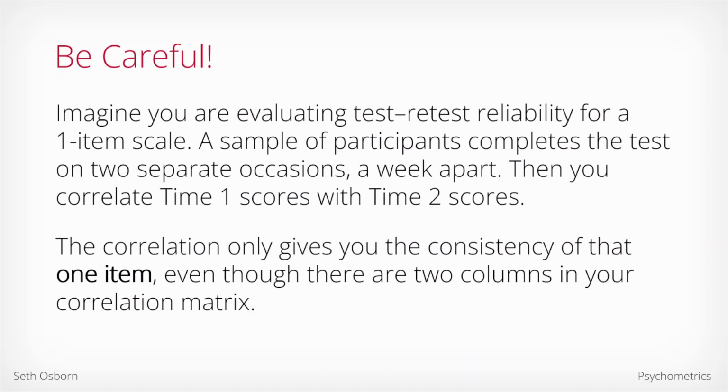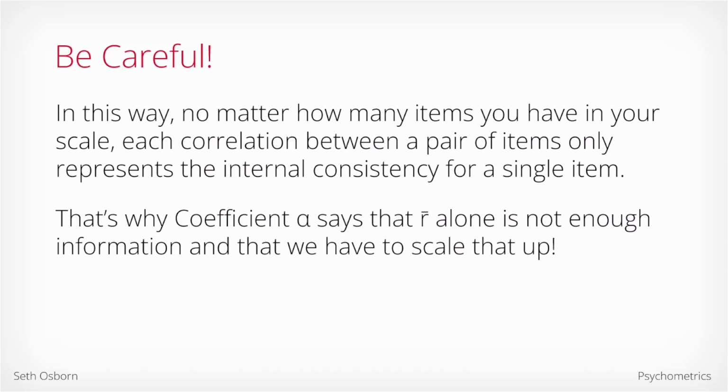The correlation between those is only giving you the consistency for one item. The fact that there are two columns in your correlation matrix doesn't mean we're somehow getting two items here. This is the correlation between two items, but it is actually telling us about the consistency of one item. So no matter how many items we have in our scale, each correlation between a pair of items is only representing internal consistency for a single item.